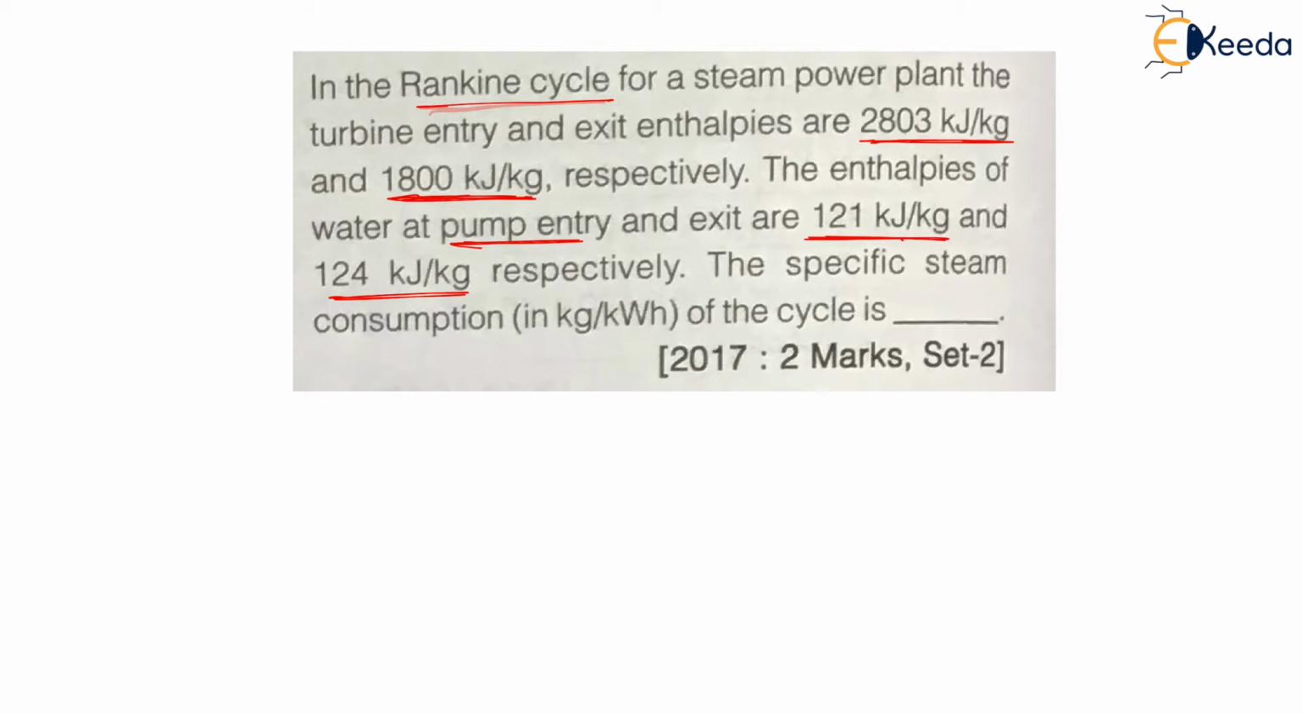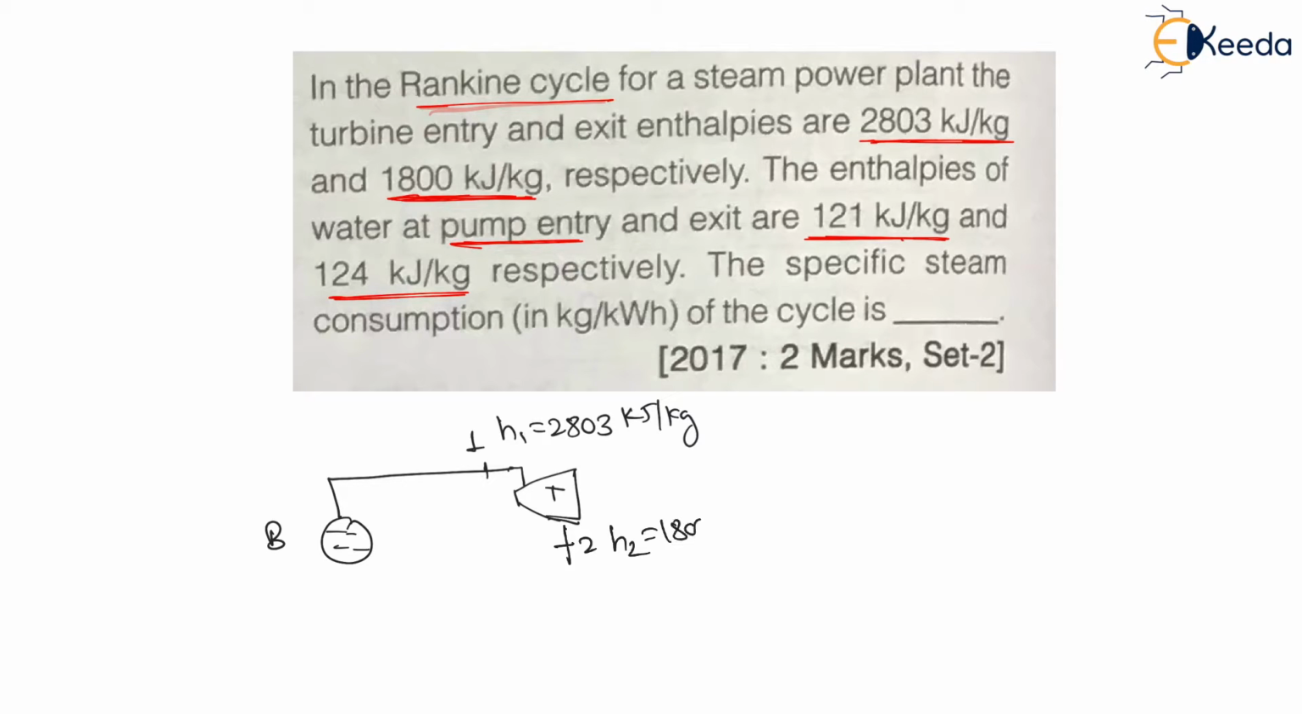Now let us understand here the Rankine cycle. Here in case of Rankine cycle there will be a boiler, and from the boiler it is condition 1, which is nothing but entry to the turbine. Therefore this enthalpy H1 is given 2803 kilojoule per kg, and exit of turbine 2, H2, is given 1800 kilojoule per kg.